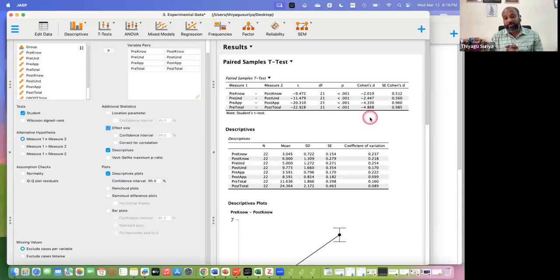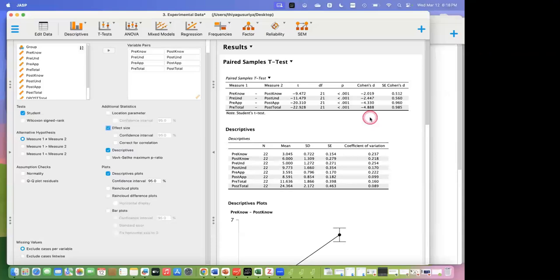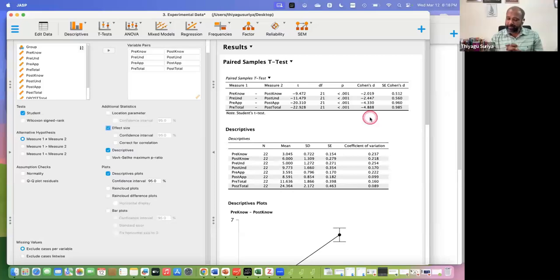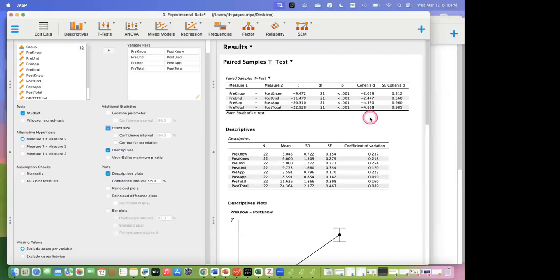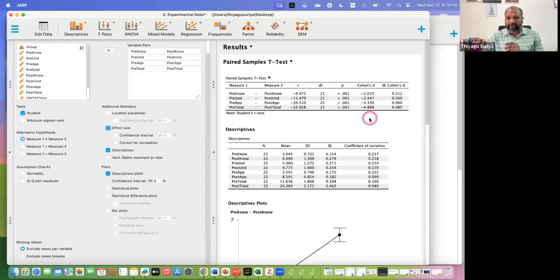Madam, 0.2 is only small. 0.8 above, yes sir. What is the meaning of 0.8? That's a high effect. It is a large effect. 0.8 above is called large. So in this case, 2 is higher compared to 0.8. Therefore, it's a large effect.